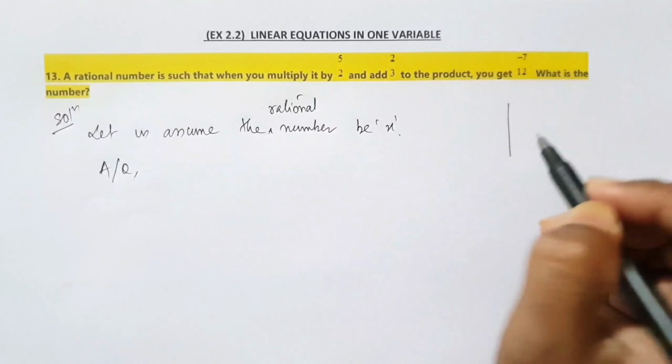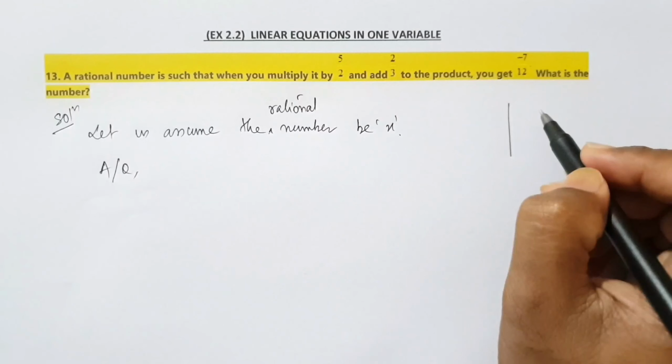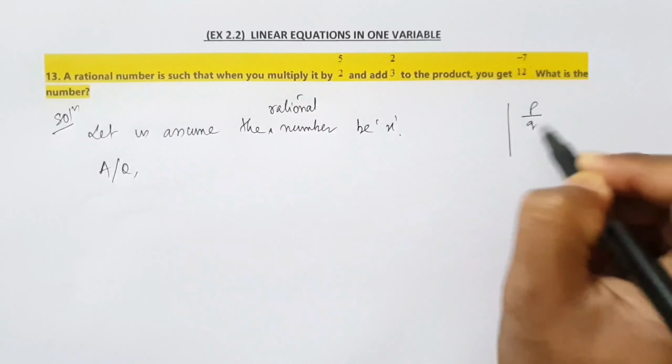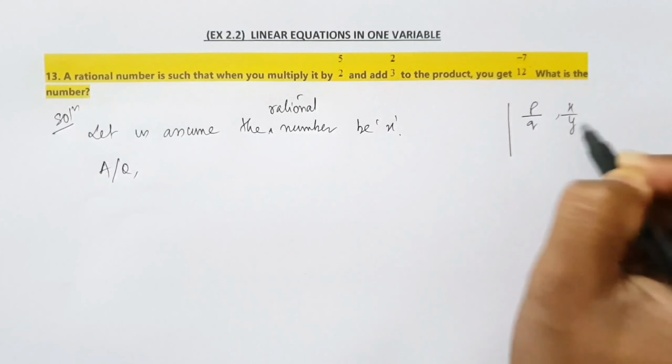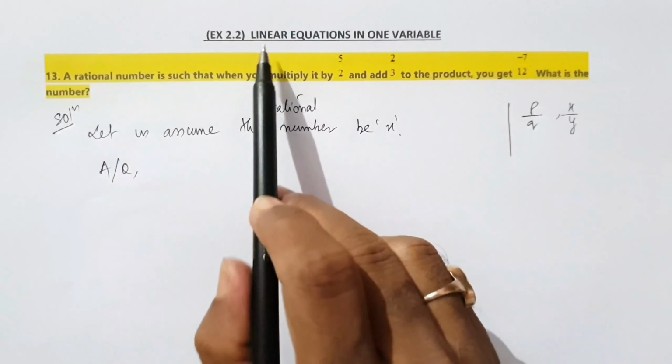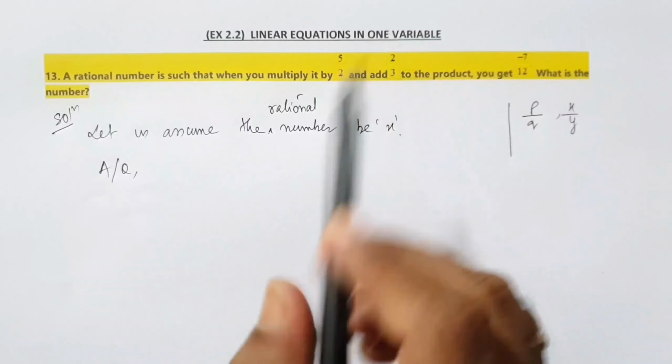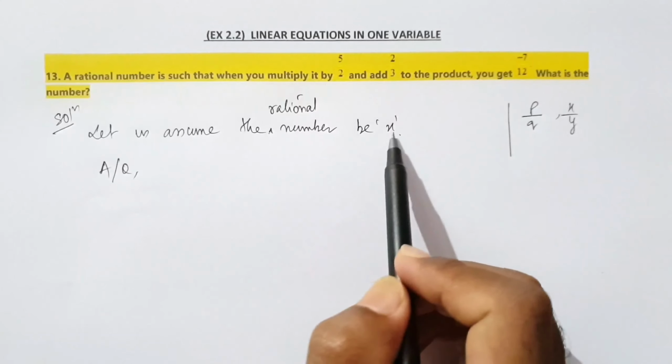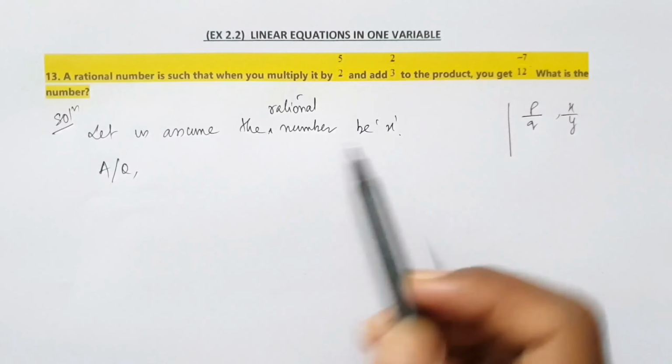Generally, what is a rational number? A rational number is a number which we can write in the form of p by q. As you can see, this chapter is linear equations in one variable. So we will write directly the number is x only, because x is a single variable.